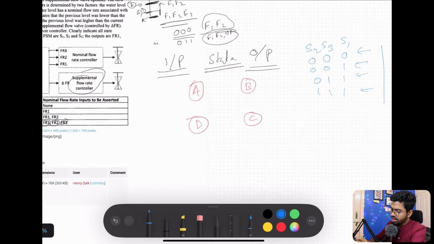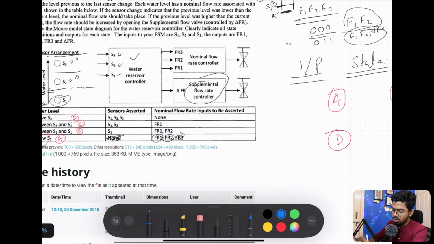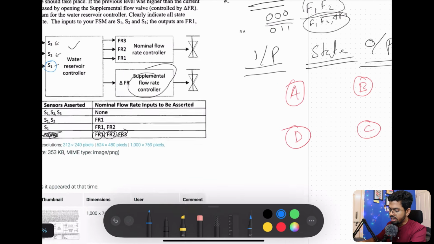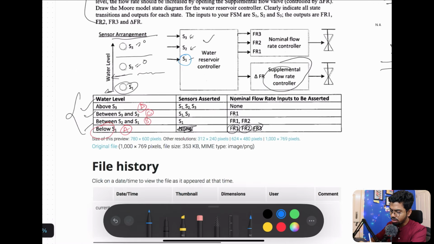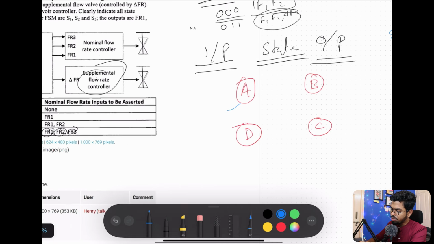So now anytime you are getting 0 0 0, all 3 sensors are not high, it implies you are still below the S1 sensor. So if I am below the S1 sensor, it means I am still in the same state, in state A. Just remember, state A means below S1. So anytime I get that input, I will be here only. So 0 0 0, perfect.